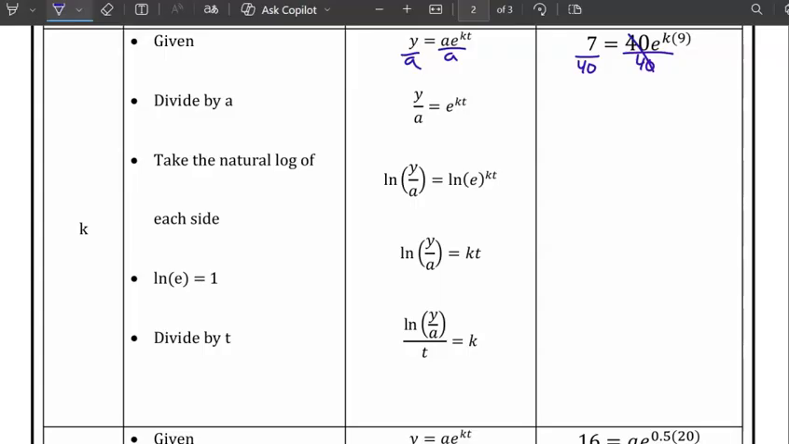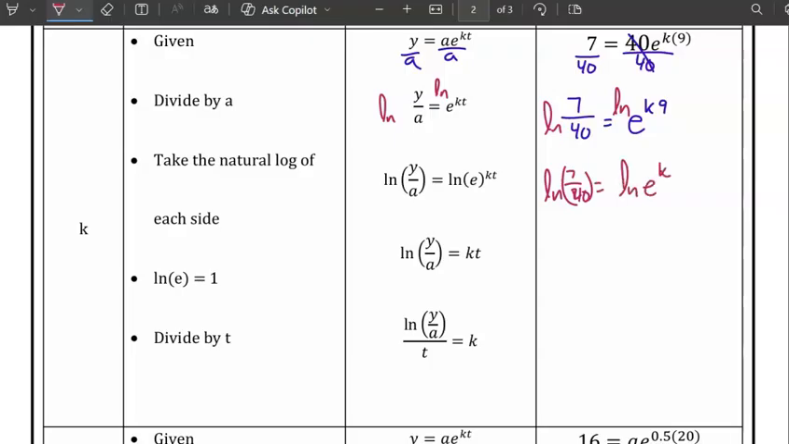And then we get 7 over 40 equals e to the k times 9 power. Next, we'll take the natural log of each side to get rid of that e. We rewrite it. ln of 7 over 40 equals ln of e to the k times 9 power.